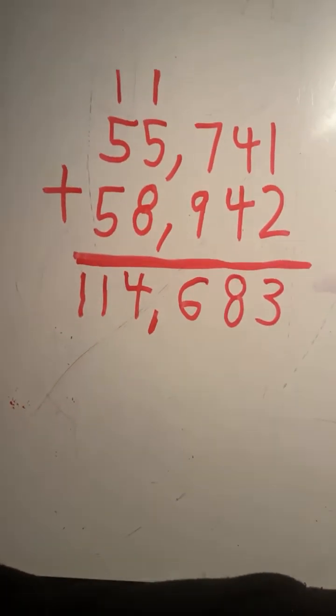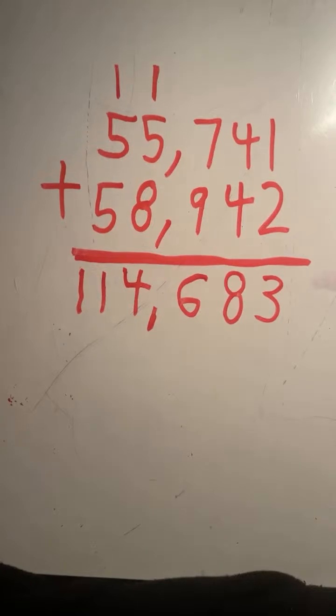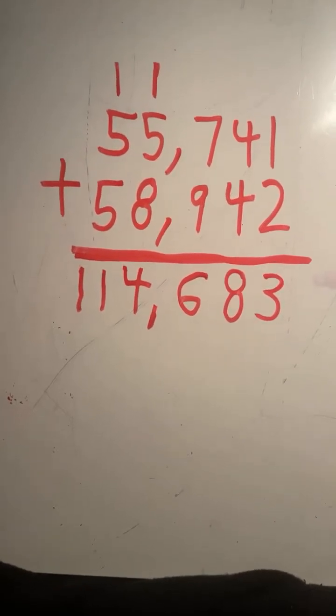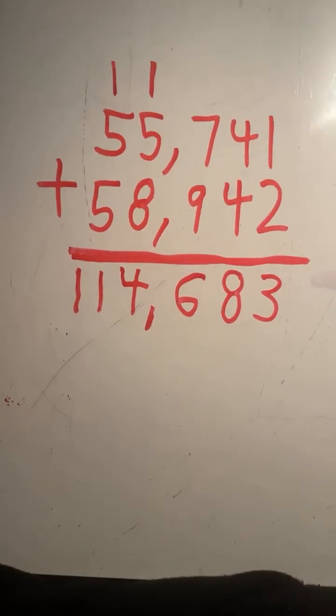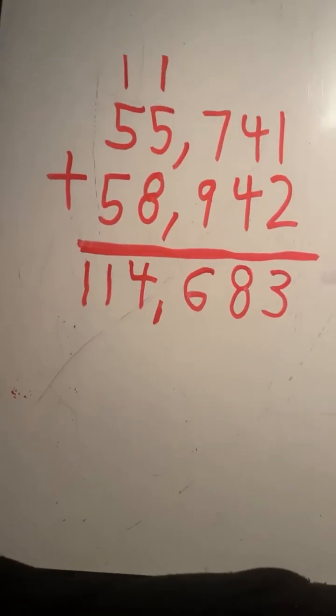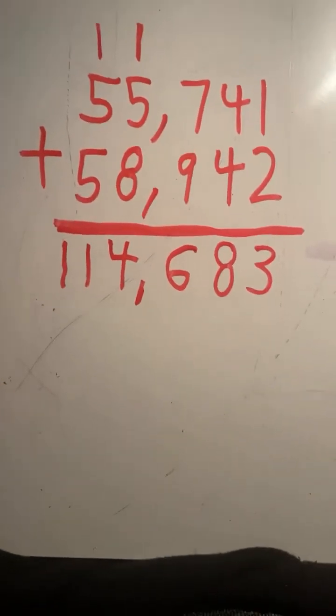And we have our final answer, 55,741 plus 58,942 equals 114,683. All right, on to the next example.